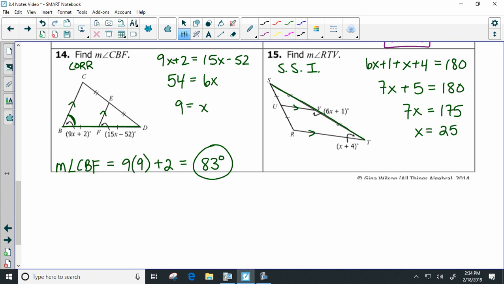Question does not say find x, it says find the measure of angle RTV. So RTV is right down here. Its value is x plus 4, so 25 plus 4 is 29 degrees. So that angle is 29 degrees.